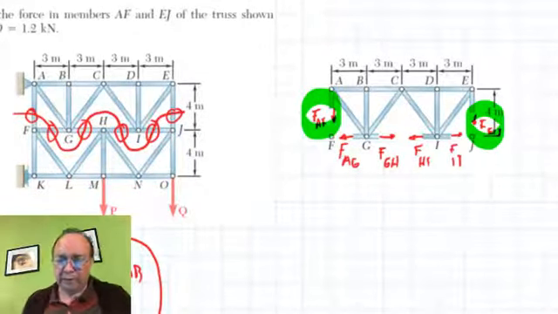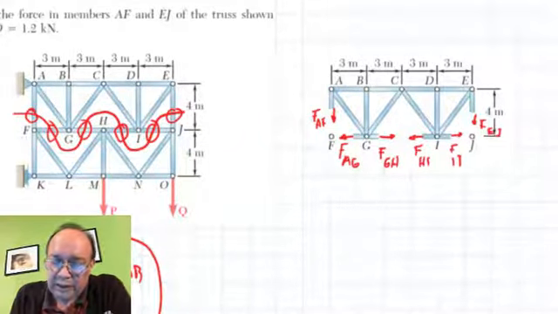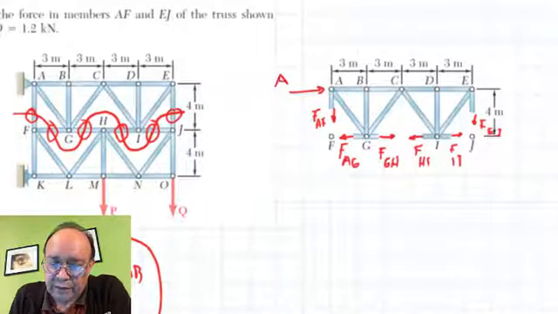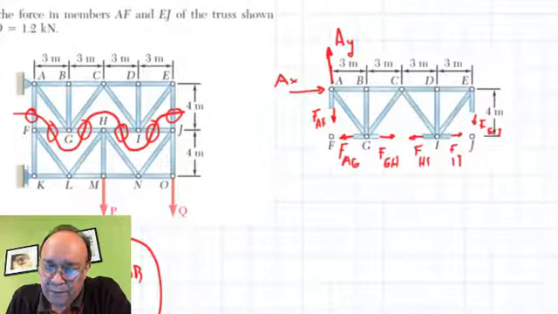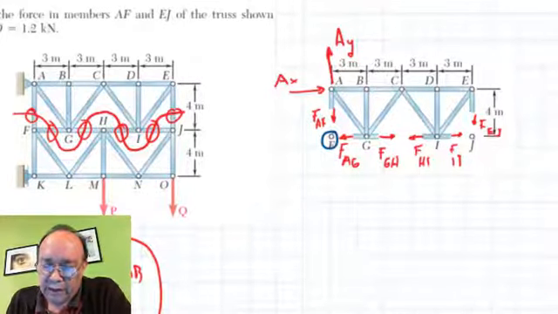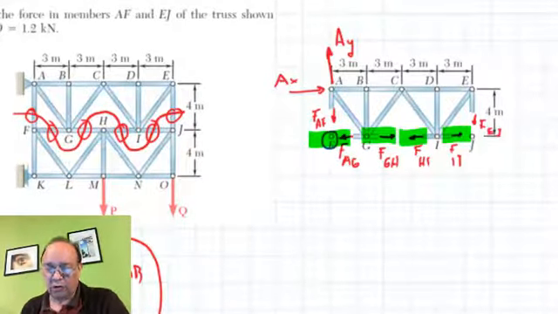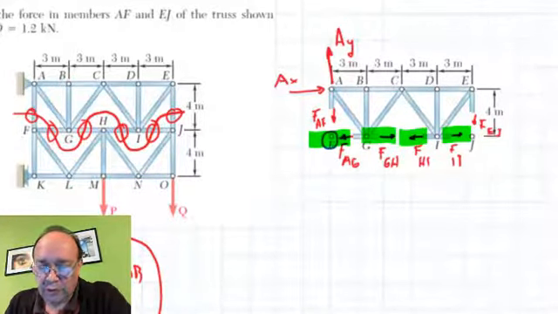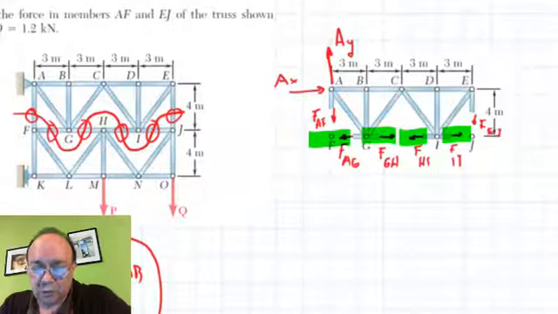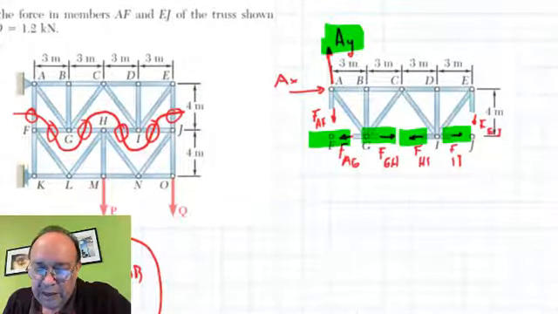So if we cut like this, we can set up, and let me write down the reaction. So we have a reaction here, AX and AY. And if we take moments about point F, you eliminate all these unknowns, FAJ, FGH, FHI, and FIJ, because all those forces go through the point F, so they don't produce moment with respect to F. And we also eliminate AY, and we also eliminate this one, FAF.